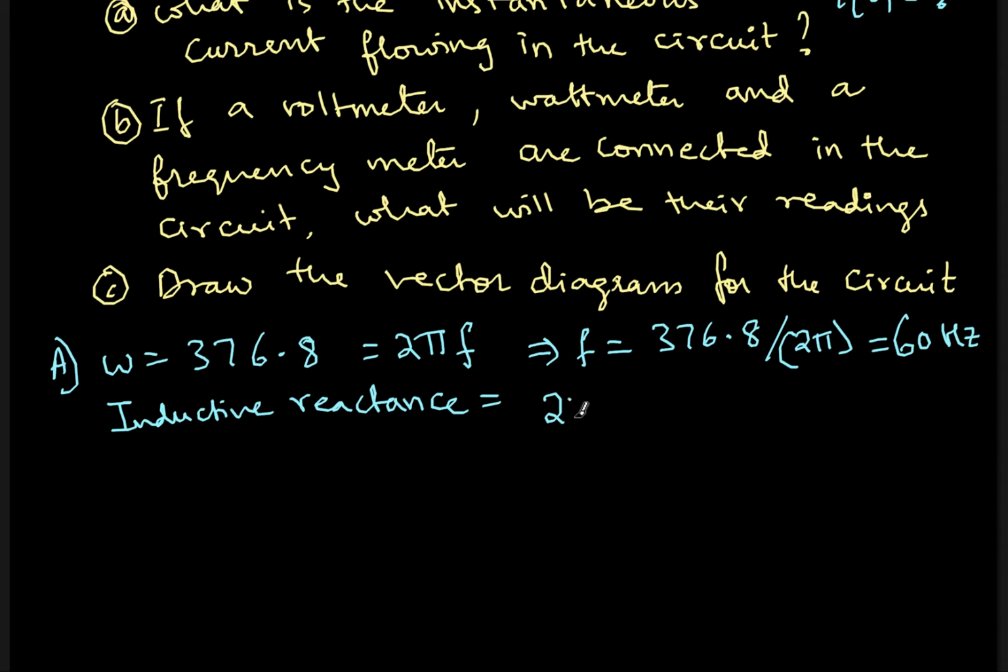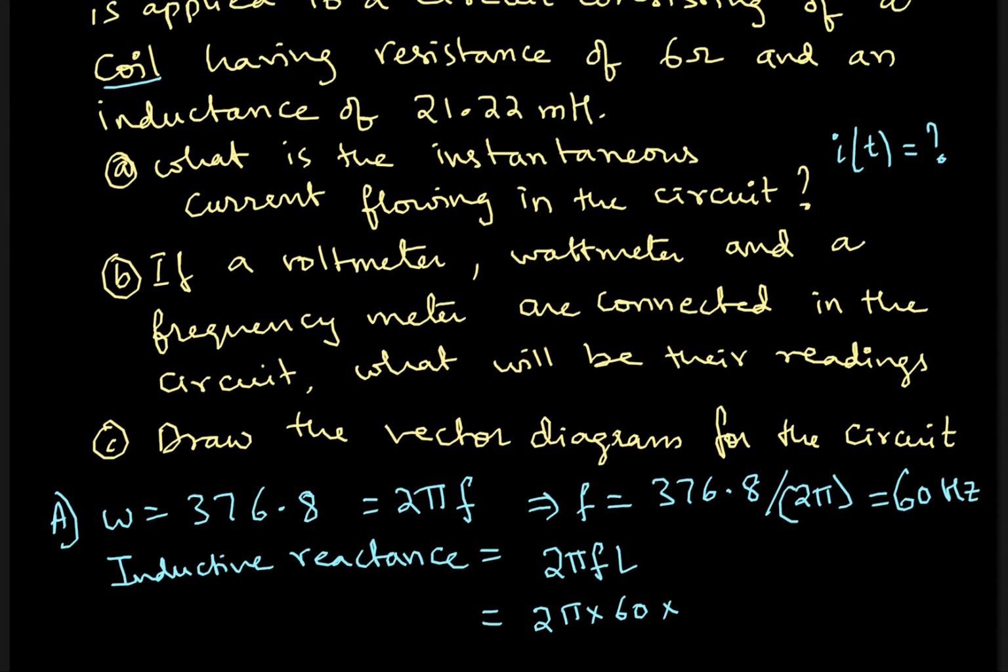Inductive reactance is 2 pi f into L, where L is the inductance of the coil. So 2 pi into 60 into L. L is given in the question as 21.22 millihenries. Milli means 10 to the power of minus 3. So this whole quantity will be my inductive reactance.